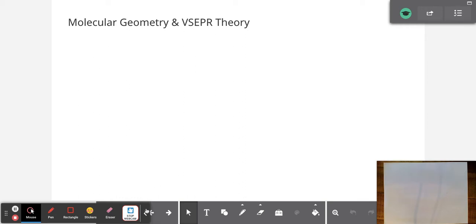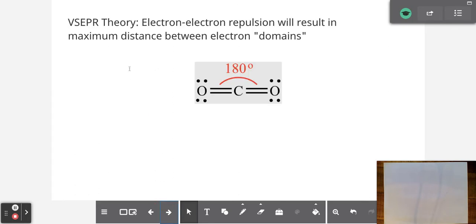In this video, we're going to learn about molecular geometry and VSEPR theory. VSEPR theory states that electron-electron repulsions will result in a maximization of the distance between electron domains in a molecule. So, for example, if we have carbon dioxide, the bonding electrons between the carbon and one oxygen and the bonding electrons between the carbon and the other oxygen are going to repel each other, and they're going to be as far apart as possible, in this case giving us a 180-degree bond angle.